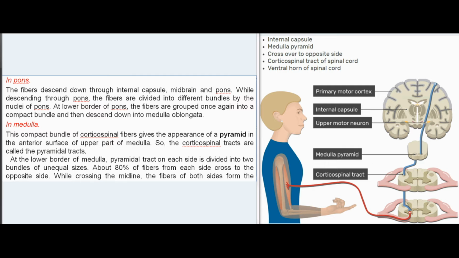So, the corticospinal tracts are called the pyramidal tracts. At the lower border of medulla, pyramidal tract on each side is divided into two bundles of unequal sizes. About 80% of fibers from each side cross to the opposite side. While crossing the midline, the fibers of both sides form the pyramidal decussation.